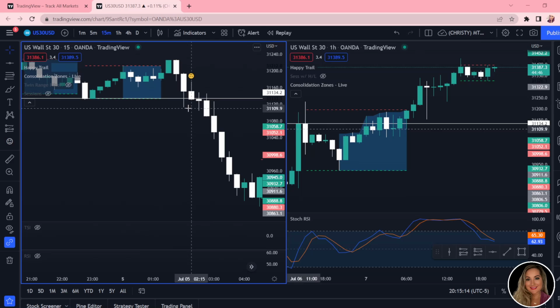You want to make sure that the bodies are breaking it, not wicks. It has to be a body. The body has to close under it or above it with a smiley face to be a valid trade.